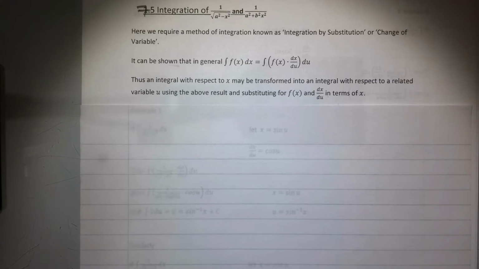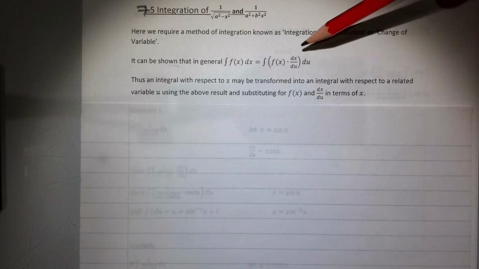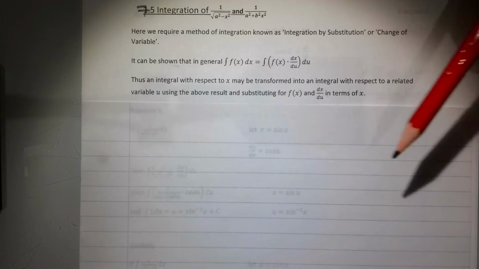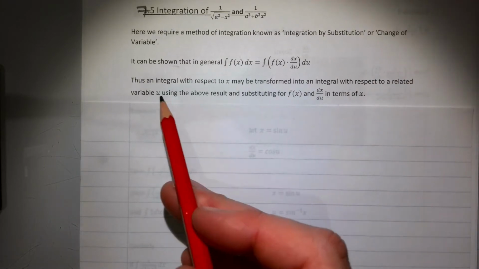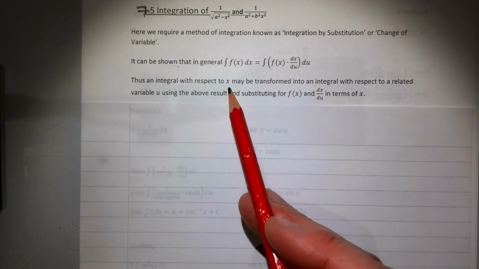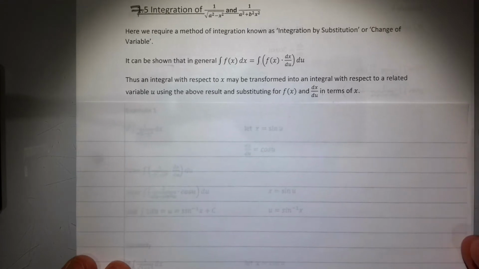Hopefully you might remember some of the results from there, but generally we're going to be using integration by substitution. There are some unusual substitutions we're going to be using, but we'll see how we get on. It can be shown that this is our integration by substitution formula. Thus an integral may be transformed into an integral with respect to a related variable u using the above result. That's all stuff from A2 Maths.